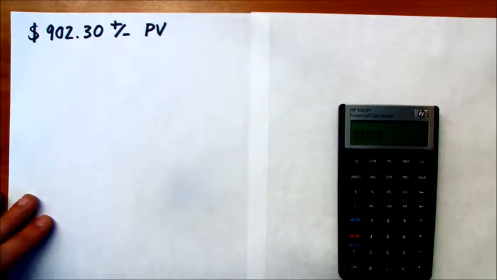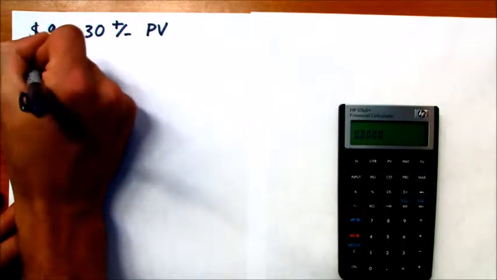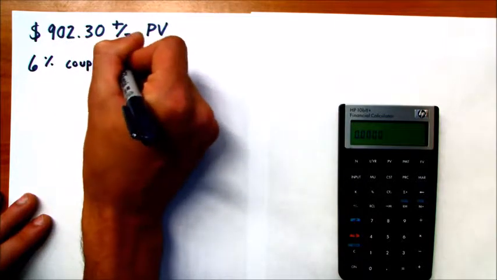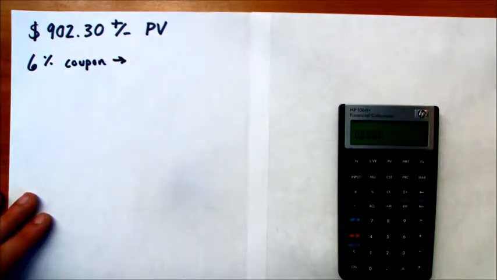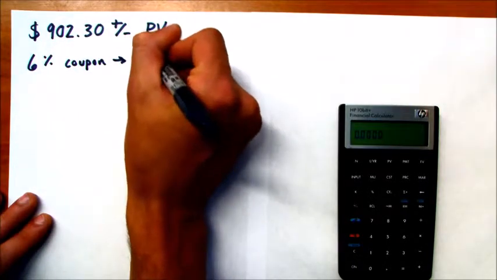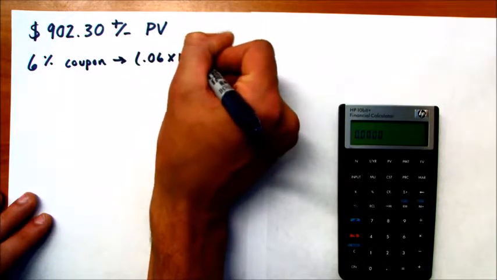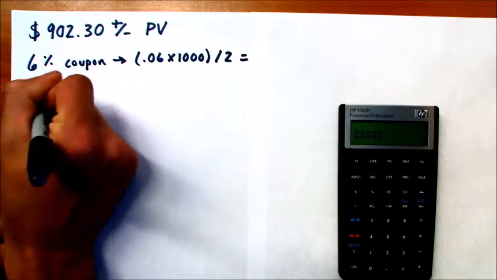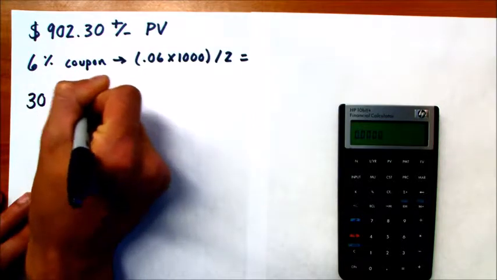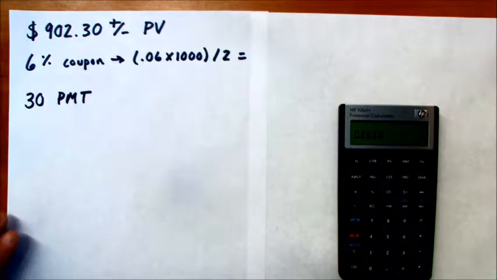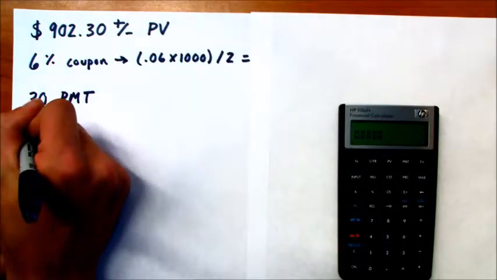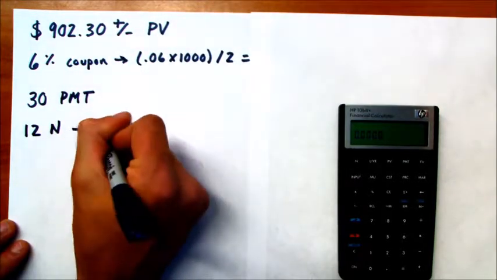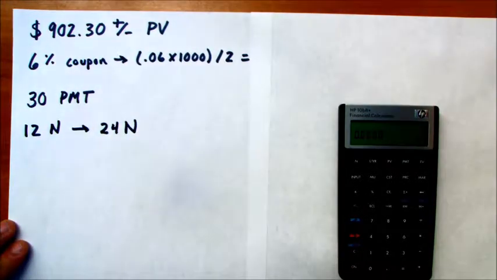As stated later in the problem, we see that the coupon rate is 6%. Just like the last problem, we must make the adjustments recognizing the semi-annual. 0.06 times 1,000 divided by 2 equals 30 payments per year. Continuing through the problem, we see that it is 12 years. This is recognized as 12N. Since it is semi-annual, it is 24N.